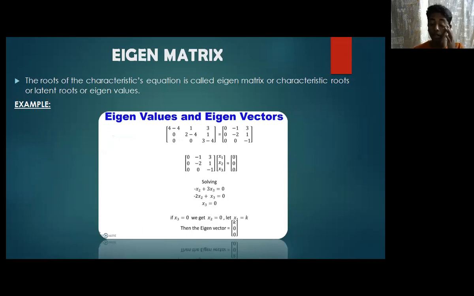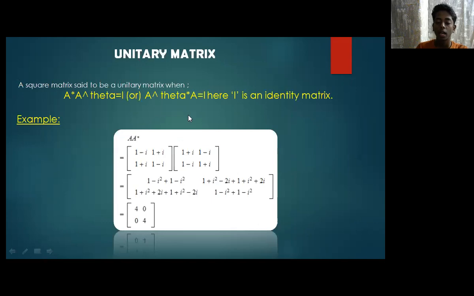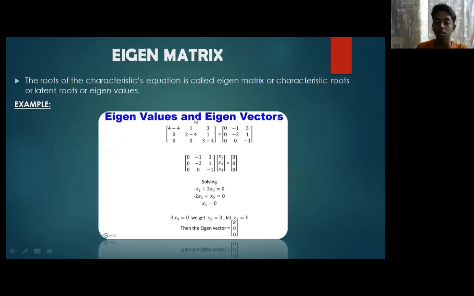Eigenvalues and eigenvectors. Here we find eigenvectors by their eigenvalues. So if you have a matrix like 4, 1, 3, 0, 2, 1, 0, 0, 3, then we have to subtract the eigenvalues in this matrix. Only the diagonal elements are subtracted with the eigenvalues so that you get to find eigenvectors. So this is the result of the matrix.